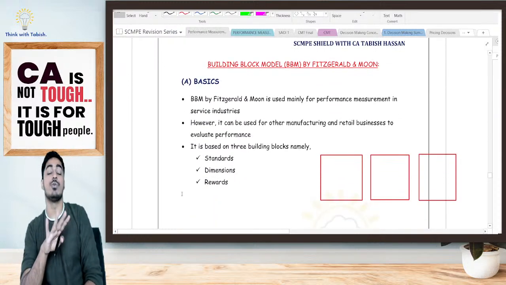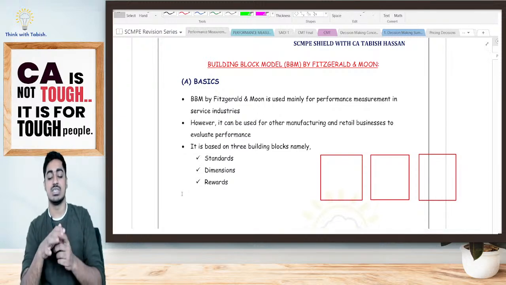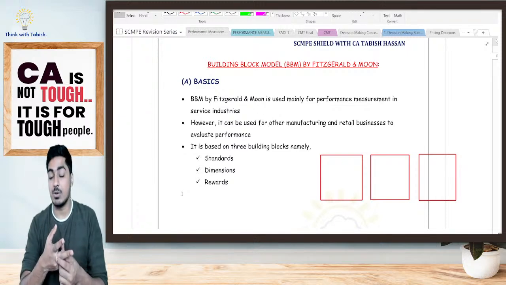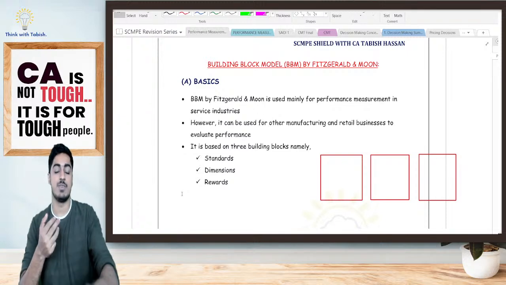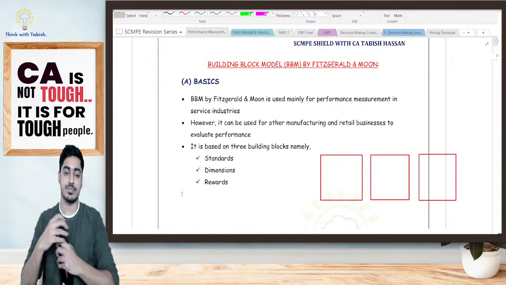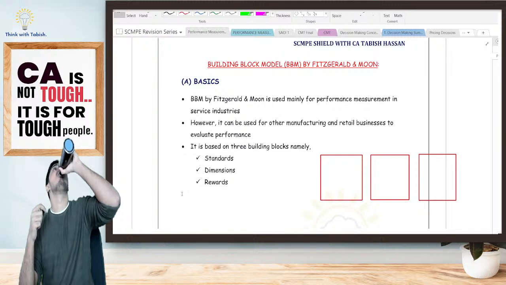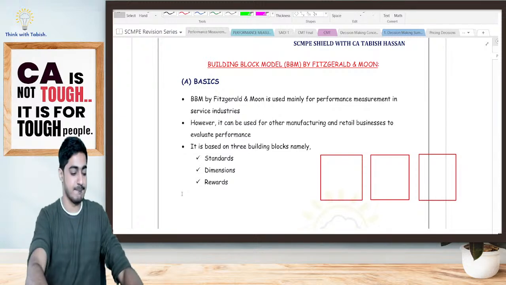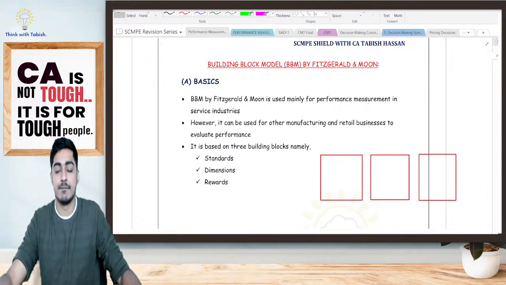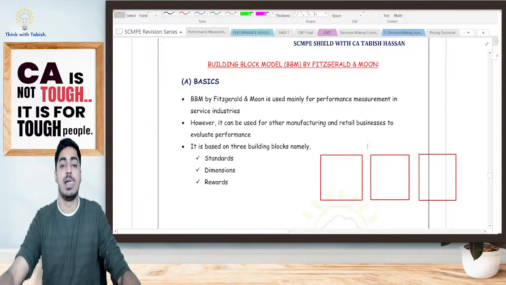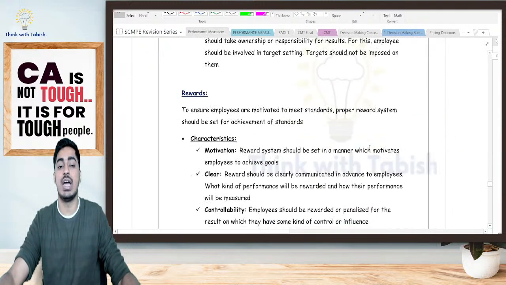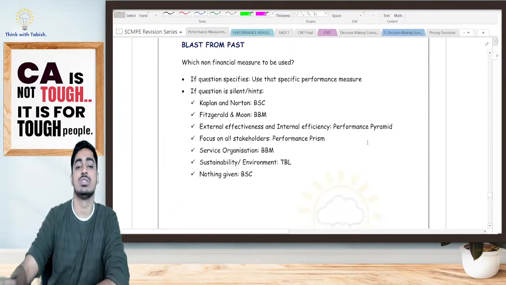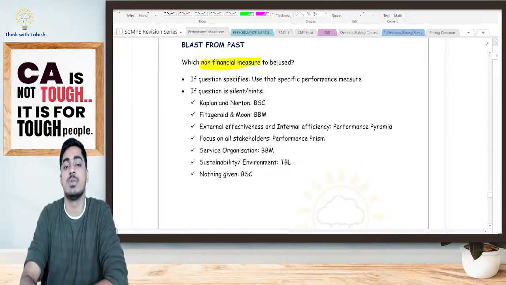So we have discussed performance prism as well. We've already discussed 4 different non-financial performance measures: first the triple bottom line, then the balanced scorecard, the performance pyramid, and the performance prism. Finally, we have the building block model. Now for your question, how do we understand which model has to be applied? Look at this, students. Which non-financial performance measure should be used?